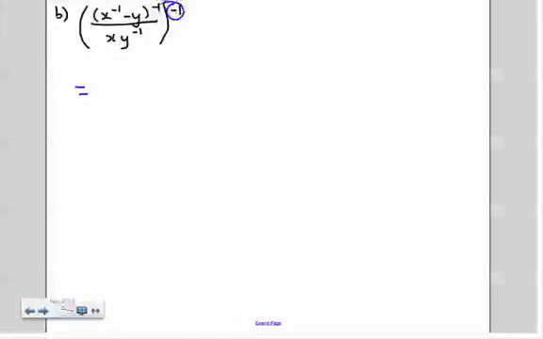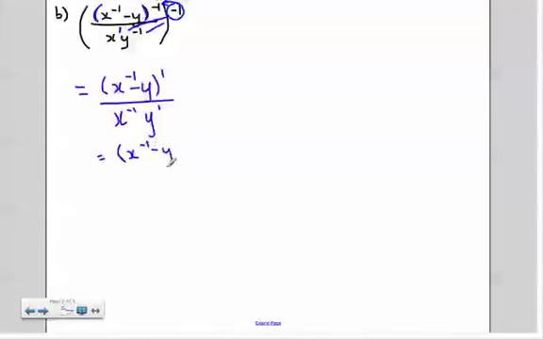I'm going to distribute the -1 with that exponent in the 2 on the bottom because that way I'm not going around the subtract, and this quantity is all in a bracket. So I'm going to end up with x to the negative 1 minus y to the positive 1. Negative 1 times negative 1 is positive 1 over x to the negative 1, y to the positive 1. So now that's going to equal x to the negative 1 minus y.